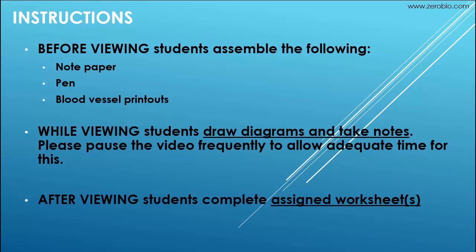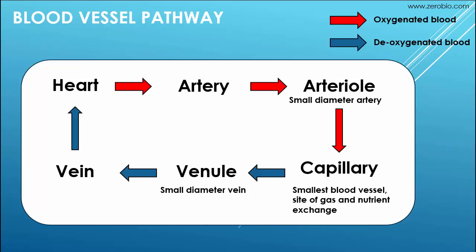After you view the video tutorial, you'll be asked to complete a worksheet, which is part of the printouts from my website. Okay, so let's have a look at the blood vessel pathway. Let's start with the heart over here. Imagine that the heart pumps the blood. We're going to be looking at oxygenated blood, so assume that it's already got O2, oxygen in it, which needs to be delivered to the tissues.